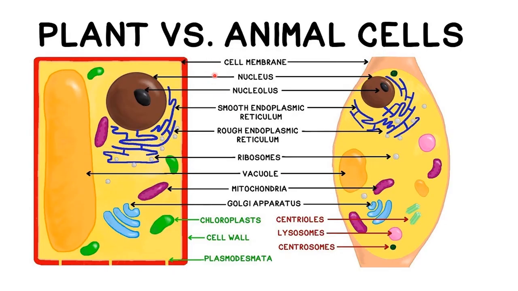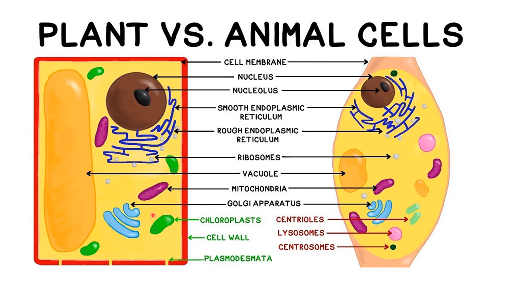Now plant versus animal cell. See, plant has a cell wall. Animals do not have a cell wall. They have a cell membrane. It also has a cell membrane. Nucleus is present. Nucleolus is present. Endoplasmic reticulum is also present in both. Rough endoplasmic reticulum is also present. Ribosomes are also there. Vacuole big, vacuole small.